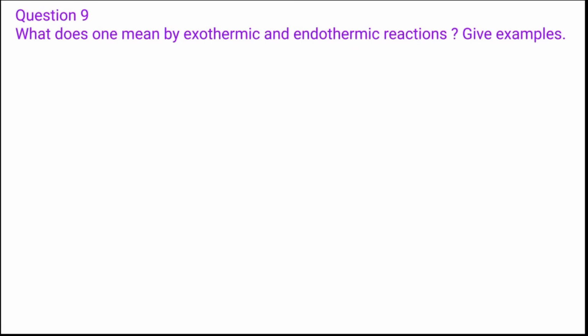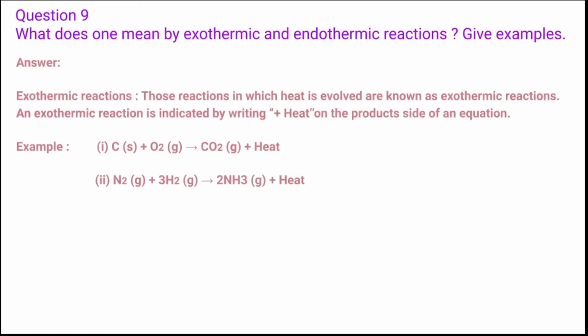Let's move on to the ninth question. Question number 9. What does one mean by exothermic and endothermic reactions? Give examples. Answer is exothermic reactions are those reactions in which heat is evolved. An exothermic reaction is indicated by writing plus heat on the product side of the equation. For example, C plus O2 gives CO2 plus heat. Another example is N2 plus 3H2 gives 2NH3 plus heat.